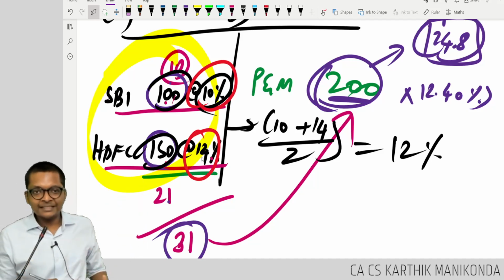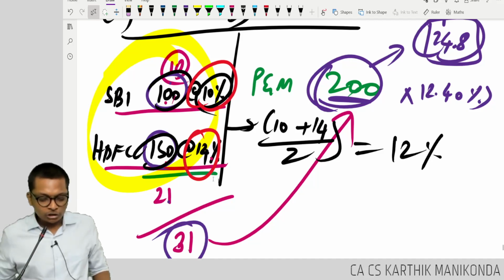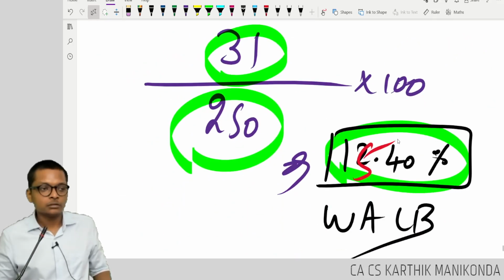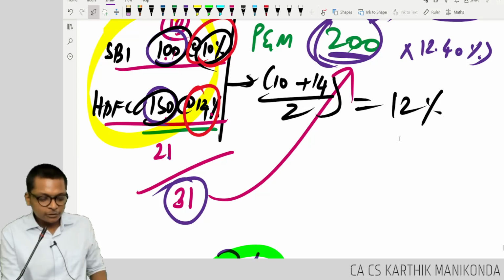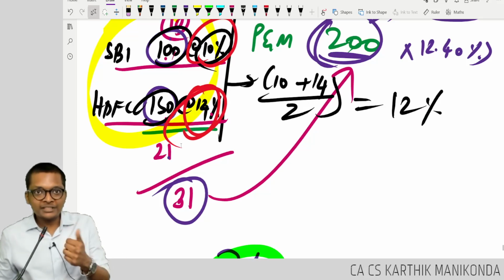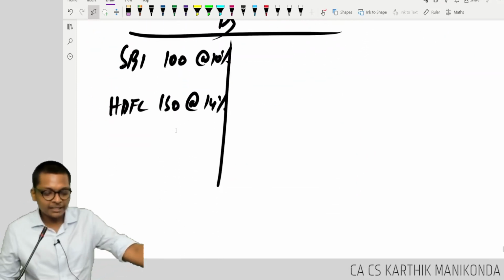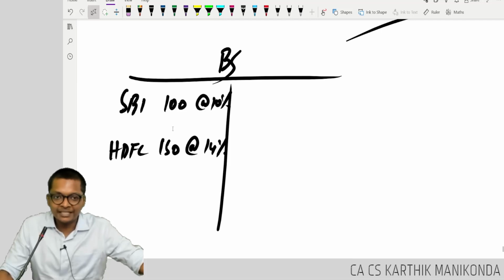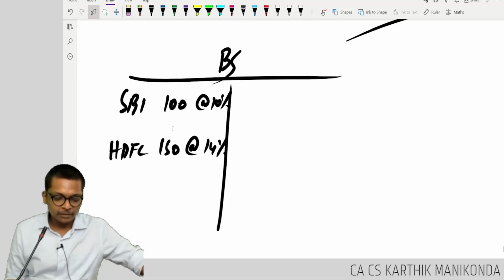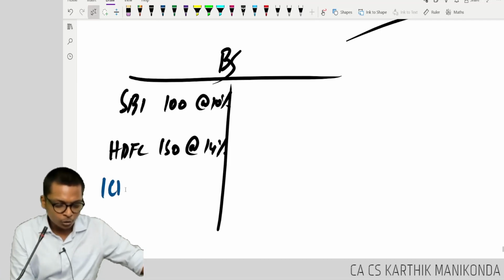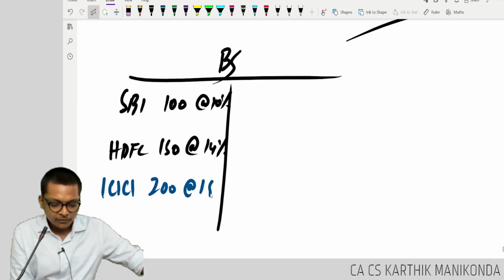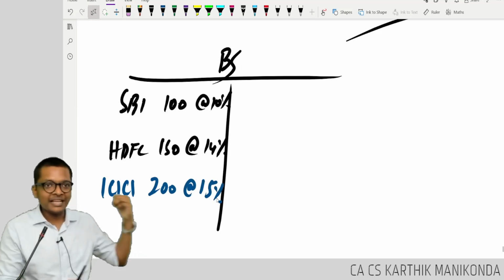Sometimes I have seen some papers with a weighted average cost of borrowing of 15%. How will 15 come? The maximum is what? 14. So those things you have to be careful about. Come back here. SBI 100 at 10%, HDFC 150 at 14%, and let's introduce a new loan. ICICI 200 at, let's say, 15%. So, where will the average be here?